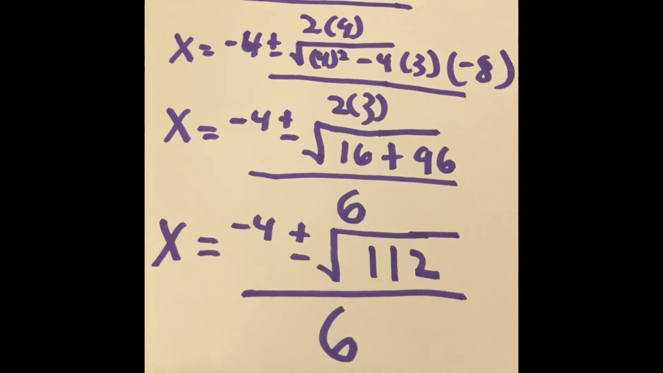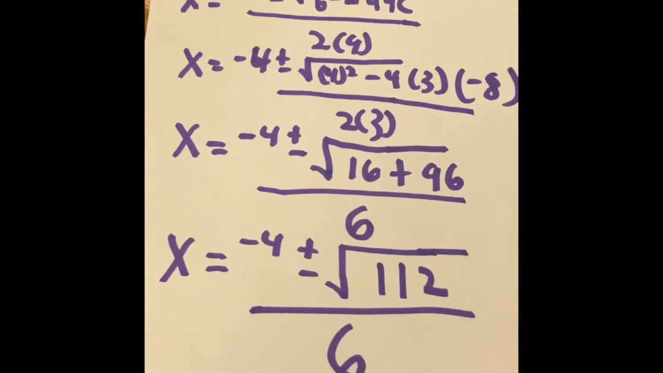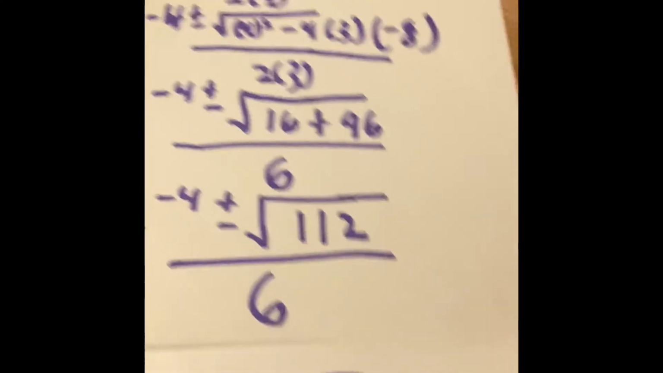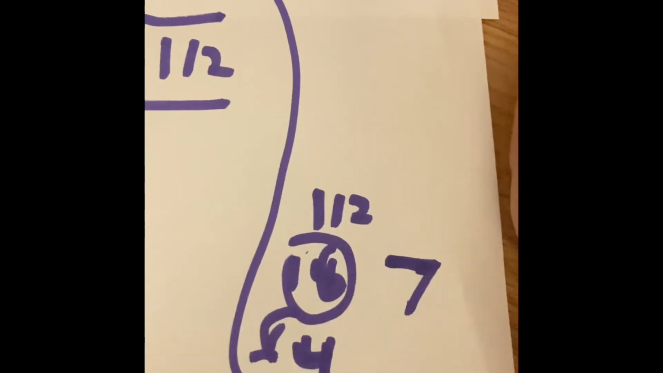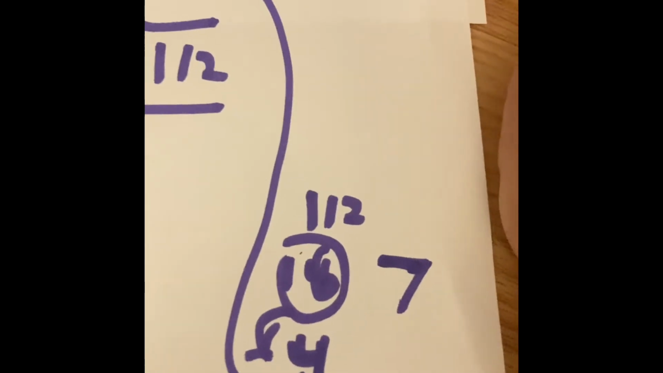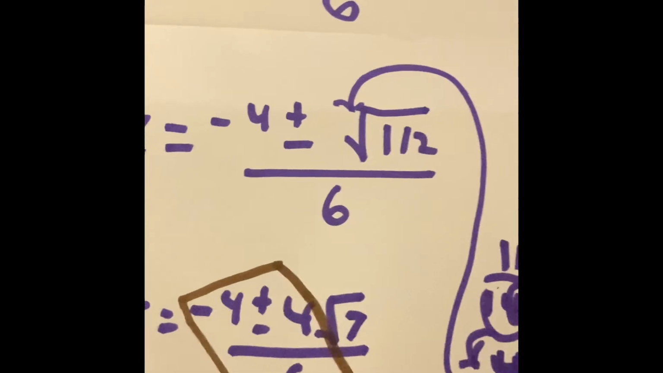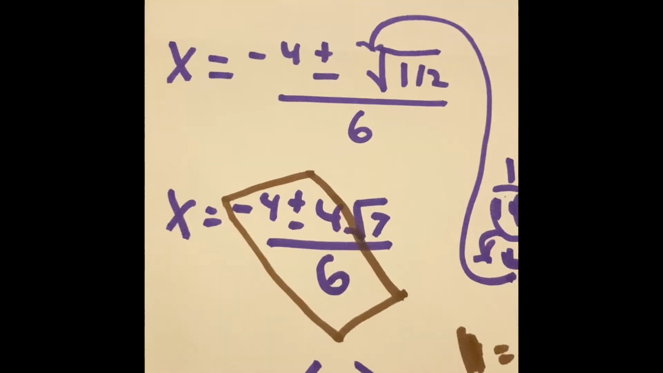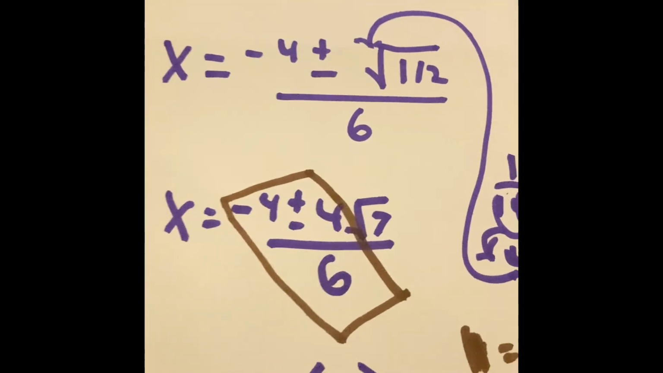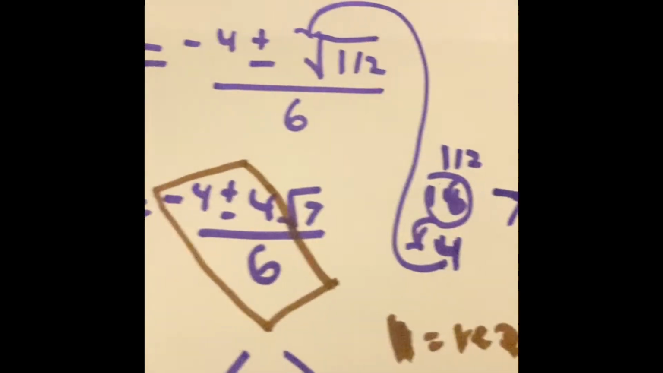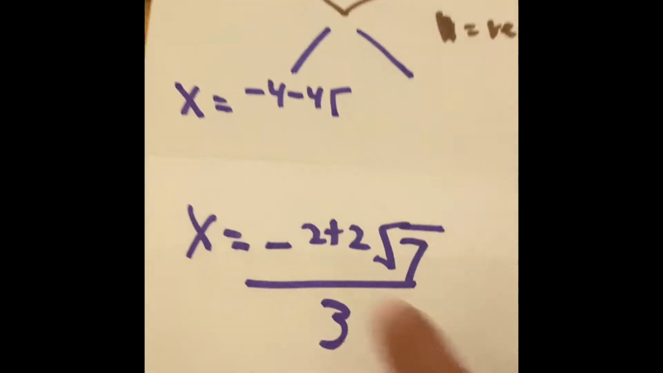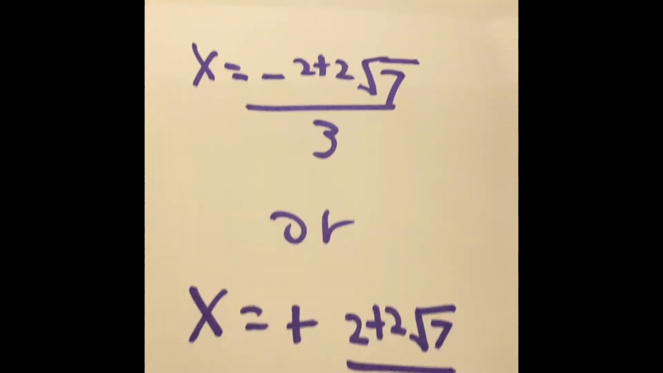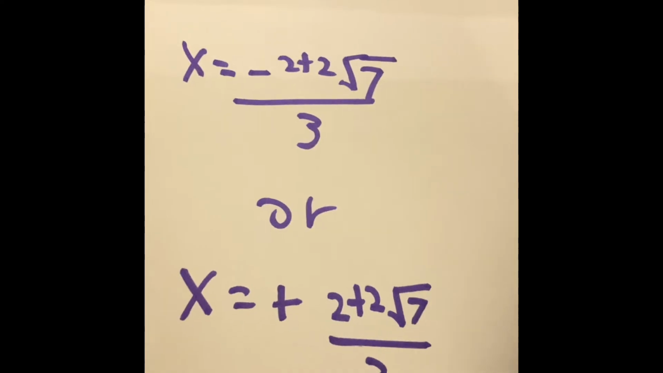What we could do is simplify it. What two numbers could be multiplied into 112, but also be a square root? We use the numbers 16 and 7, and since the square root of 16 is 4, we can now simplify it and put it in front of the square root of 7. We have x equals negative 4 plus or minus 4 square root 7, because we never use the 7. That'll give us two answers. This x equals negative 2 plus 2 square root 7 divided by 3, or x equals negative 2 minus 2 square root 7 divided by 3.